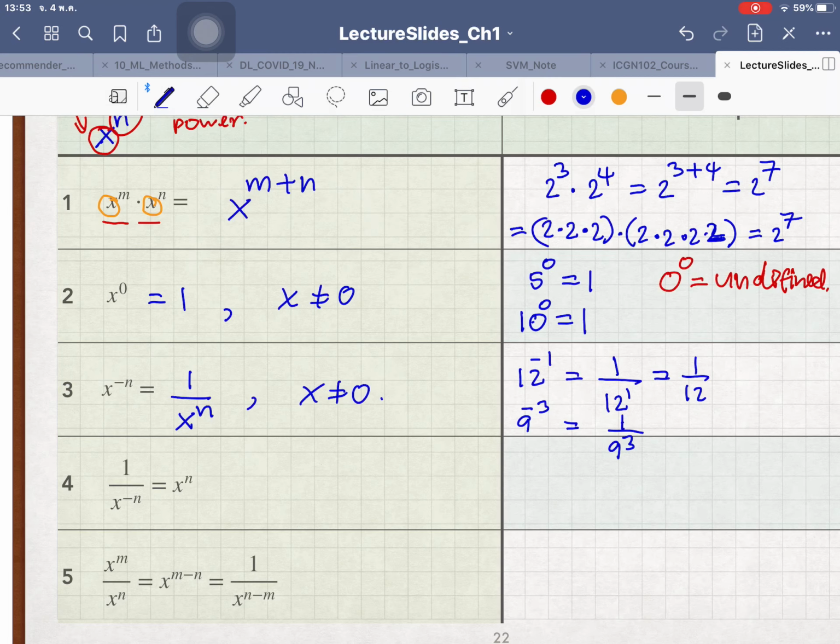The next rule is similar to rule number 3. Keep in mind that you need to get the power on the opposite side. So we can have this example: if you have 1 over 3 to the power minus 2, this will give you 3 squared. This power needs to be on the opposite side.